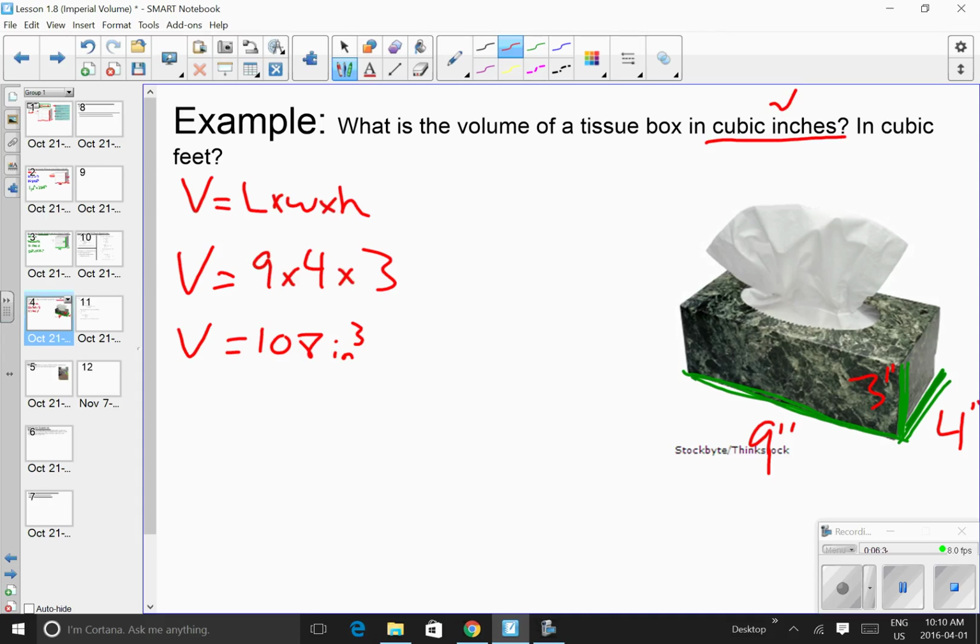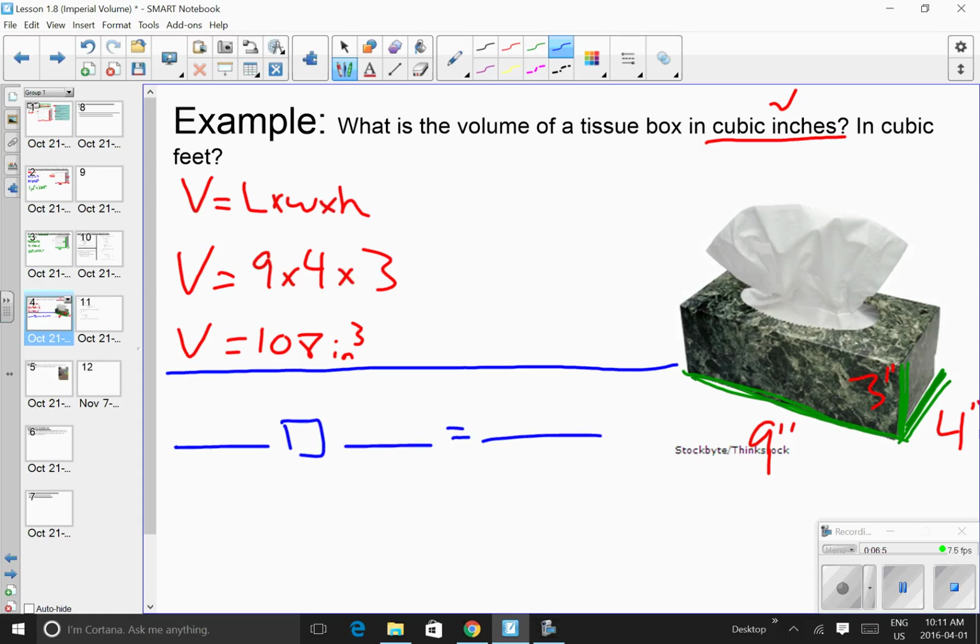Now I want to change that to cubic feet. Anytime we're changing units, that's when I like to do it as a skeleton equation, which you guys are probably super familiar with by now. So, set up my skeleton equation. My first number is from my question. I'm changing cubic inches into cubic feet. So 108 inches cubed, and changing into cubic feet.